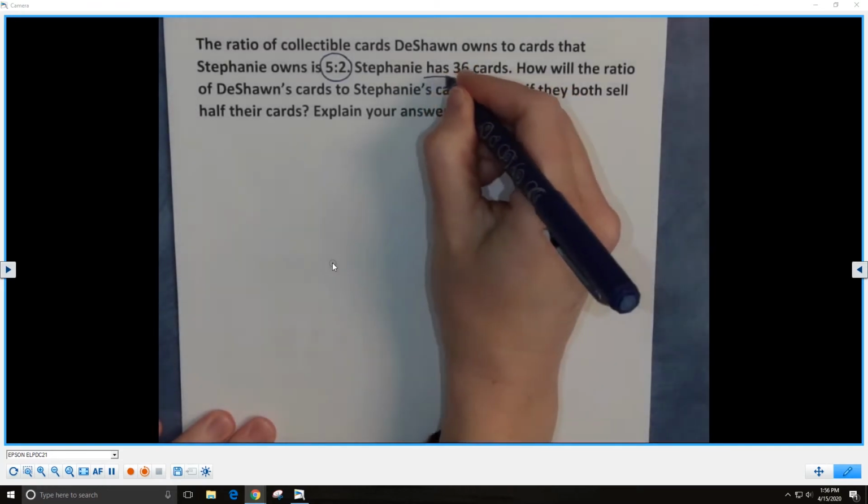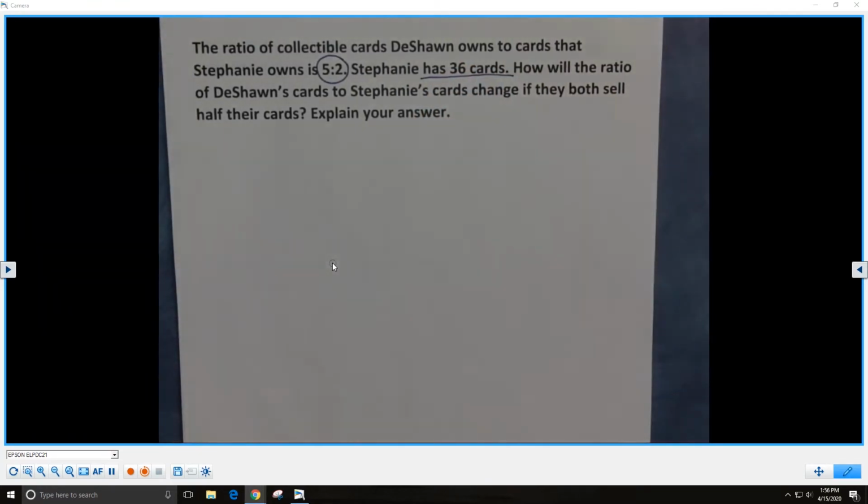Right, she has 36 cards right now. Okay, now that we have that important information and we've taken that from the text, we need to figure out how many cards Deshawn has before he sells half of them. So we know the ratio, we know how many cards Stephanie has, we need to figure out how many Deshawn has before they've sold any of them. So can you figure out how many cards Deshawn has before he sells half of them?